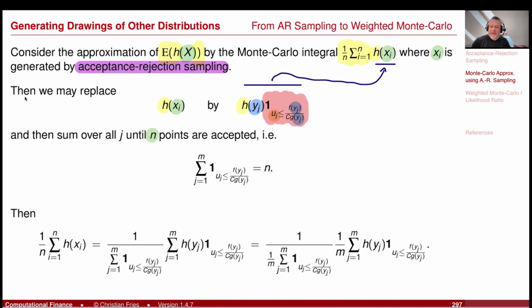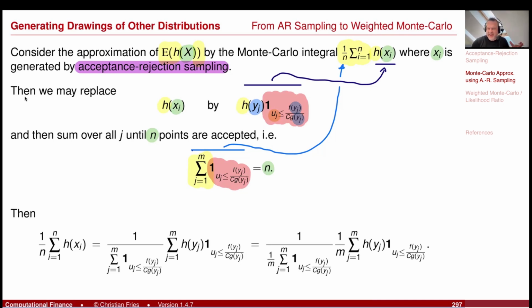So we need to accept n points. This means that there is some m, so how many points y_j I have to sample, such that the sum over these indicators where we accept the point is equal to n. So now this slightly complicated expression could go into the n that is in front there.